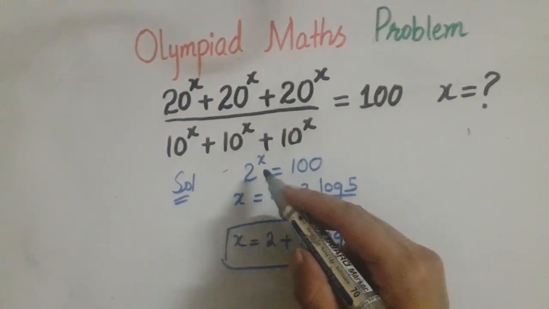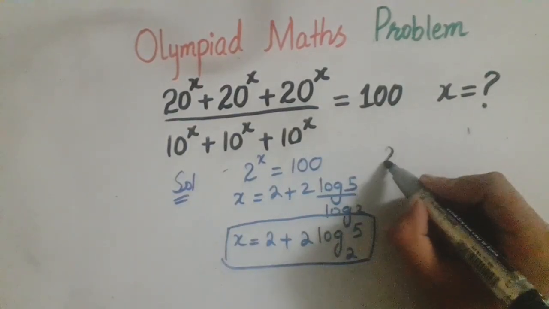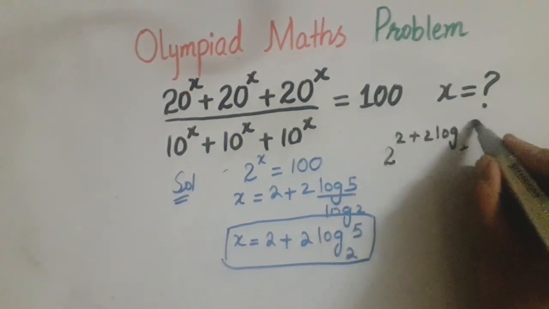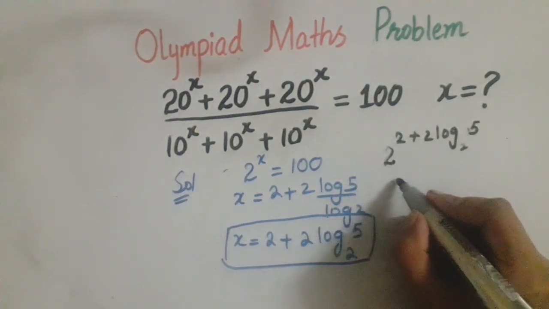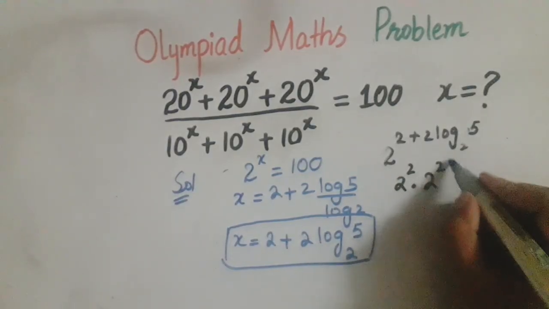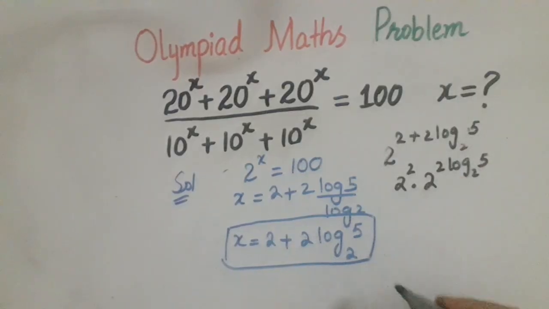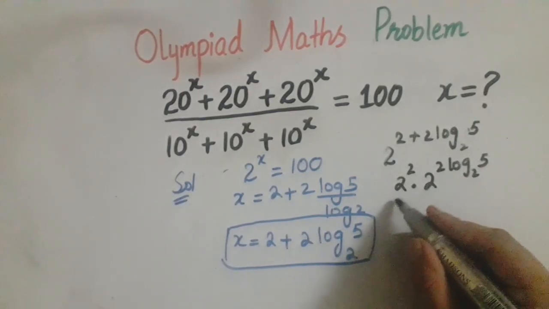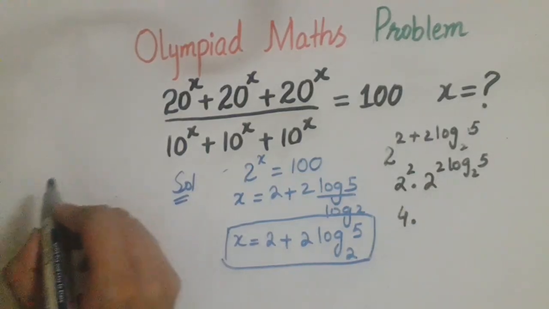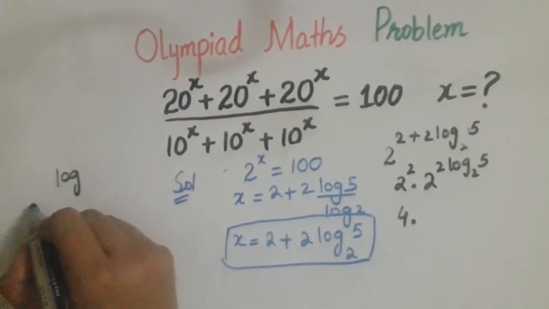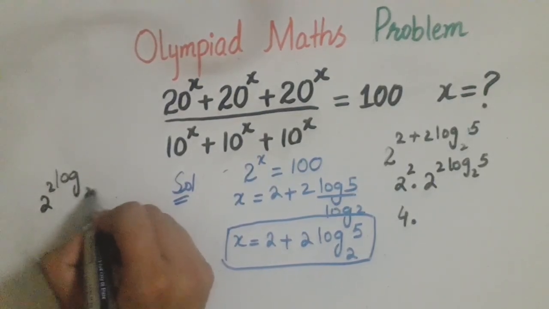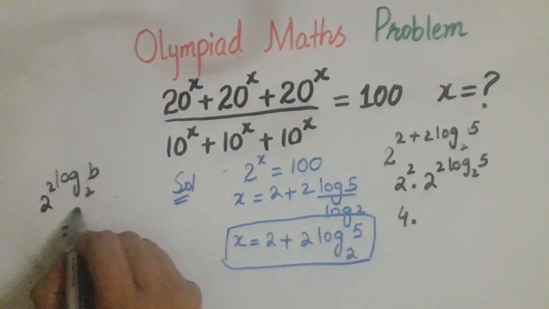Now for verification we will put in place of x, that is 2 plus 2 log base 2 of 5. So we can split this. This will be 2 raised to power 2 multiplied by 2 raised to power 2 log base 2 of 5. Now 2 squared is 4, and here we can apply the rule according to that: 2 raised to power log base 2 of b, the answer equals b.